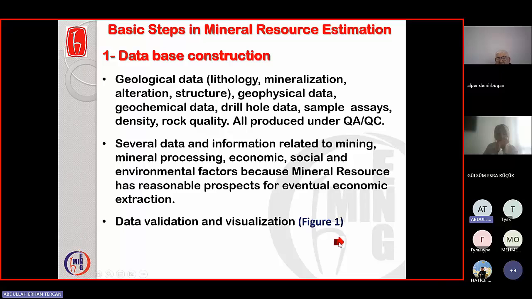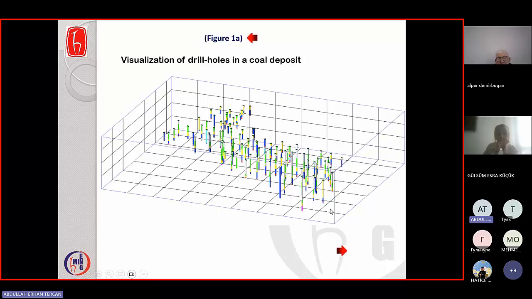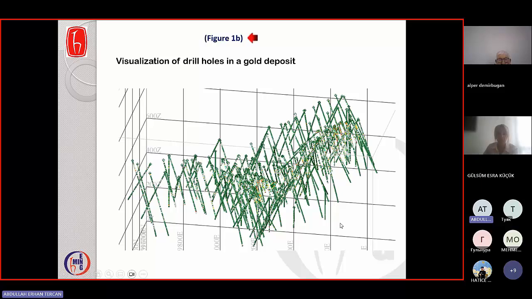Now I want to show you some drill holes made in a coal deposit. In this figure, different colors correspond to different lithologies. This figure is the visualization of drill holes in a coal deposit. Again, different colors belong to the different lithologies.